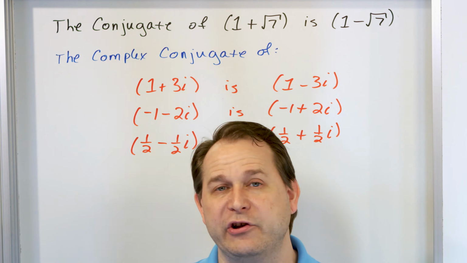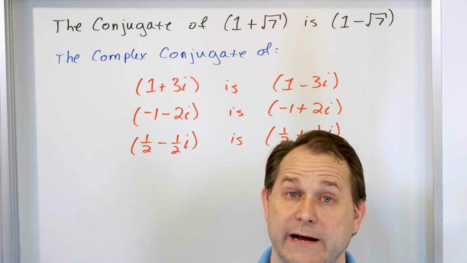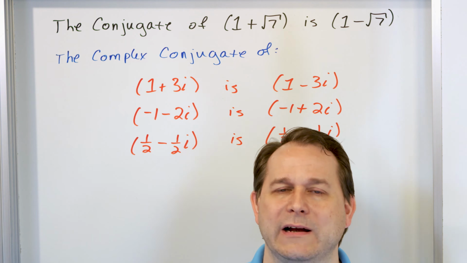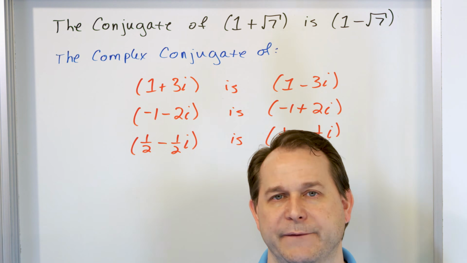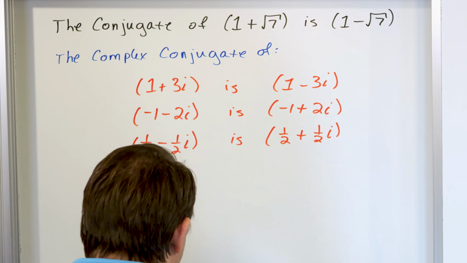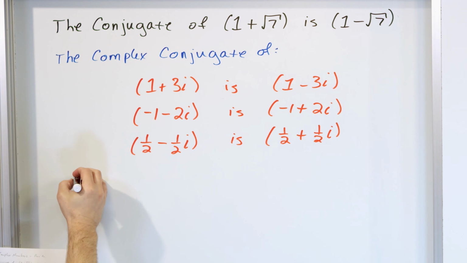Well, since the imaginary number i is actually a radical, it's the square root of negative 1, right? Then because we don't want any radicals in the bottom of fractions, we also don't want any imaginary numbers in the bottom of fractions. So what we want to do when we simplify all of these problems is essentially going to boil down to getting rid of any imaginary numbers in the bottom.